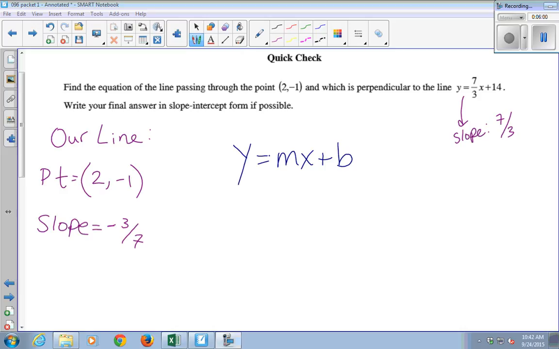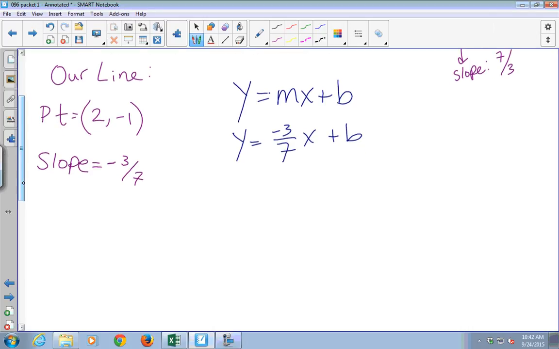All right, I have the slope, which is the m. So I'm going to replace the m with a -3/7. Okay. And then they did not tell me the y-intercept, but they did give me a point, right? So I can plug in my point for x and for y and solve for b.